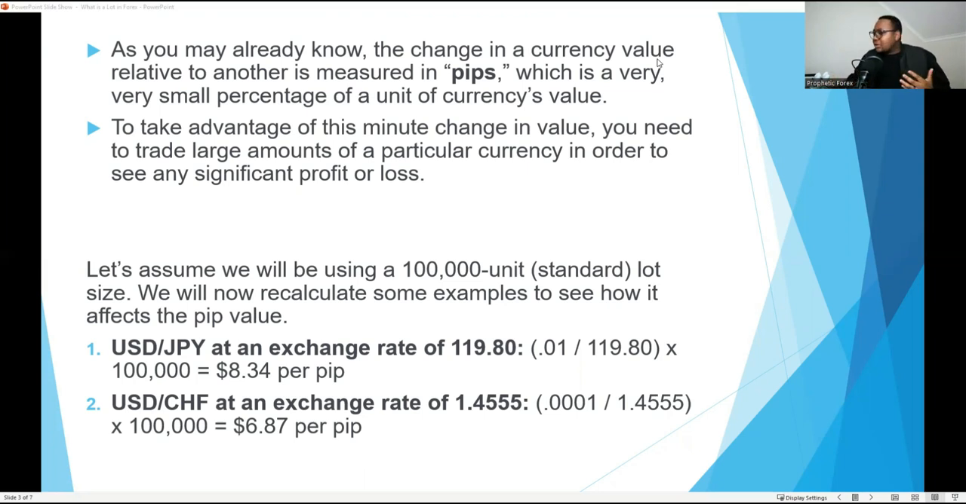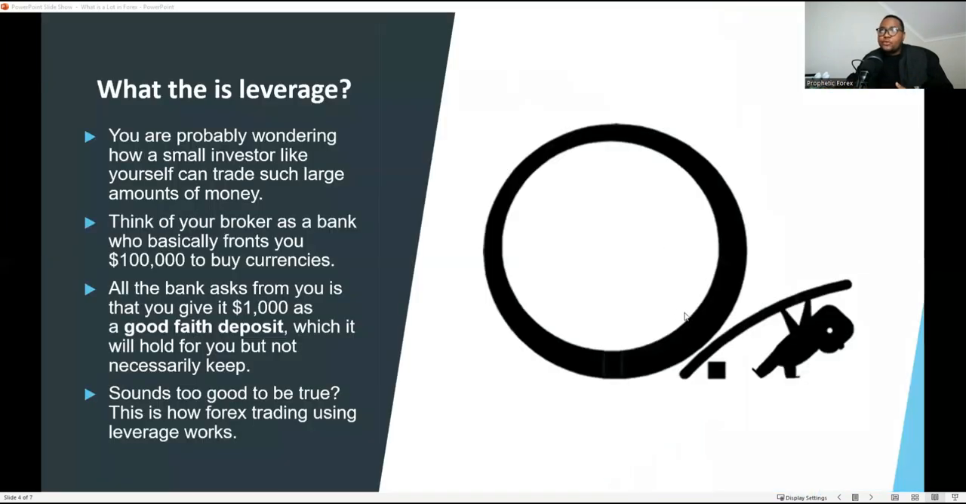Because brokers differ in terms of lot size value or pip values. So you can actually go to a broker before you sign up and ask them, because it's going to be very important as we get into this next subject, what is leverage, where we basically match the two.